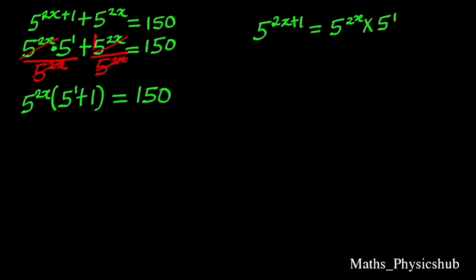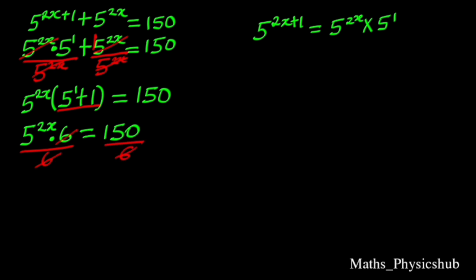Going further. 5 power 1 is 5, and 5 plus 1 is 6. It follows that 5 power 2x times 6 is equal to 150. Next, divide through by 6. Dividing by 6 will leave us with 5 power 2x equals 25.